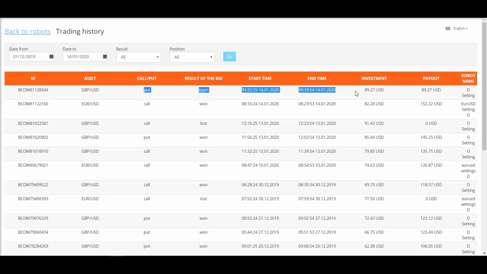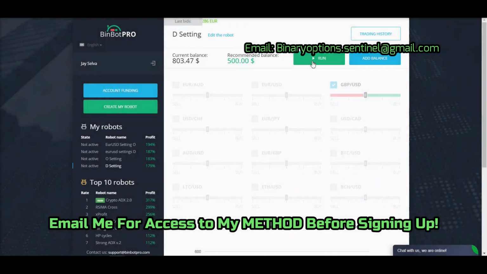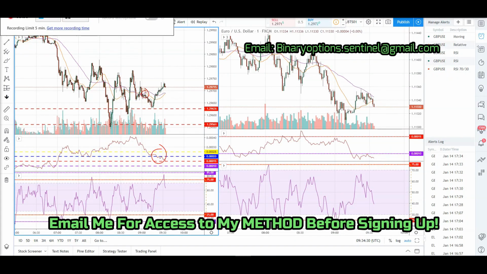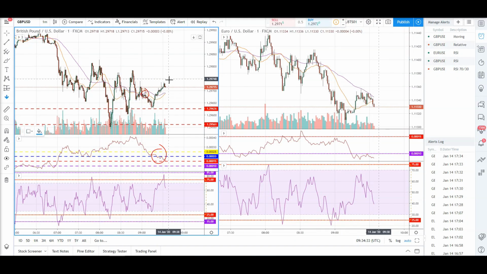Okay guys, so we have a put trade open at 9:32.25. Alright, so since we have a put trade at 9:32.25, I'm going to deactivate the robot right now, and also put a downward arrow on 9:32. So let's wait for this trade to expire and we will see how it goes.